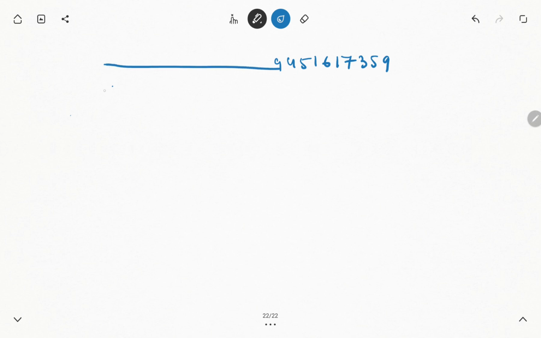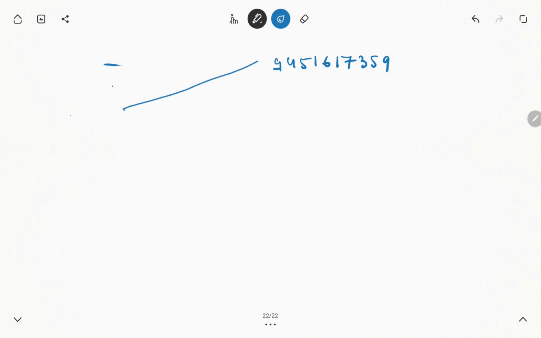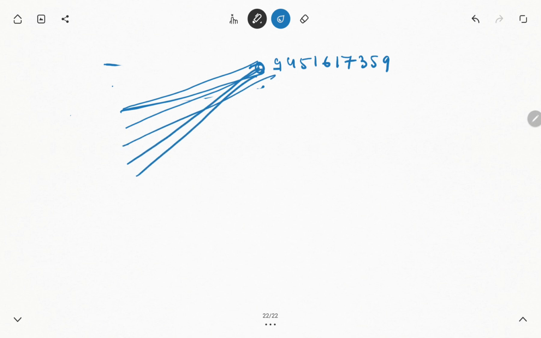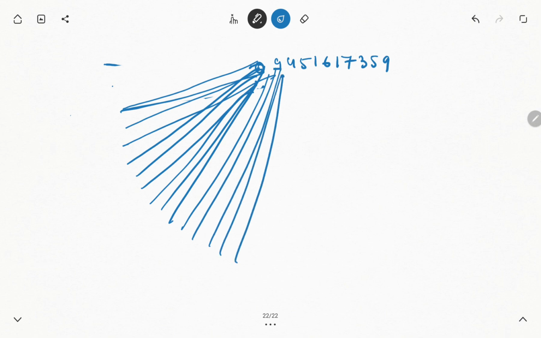y1. Tell me, y1, y2 with one number. There are so many related with this number, that is y1, y2, y3, y4, y5, 6, 7, 8, 9, 10, 11, 12, 13 I am taking.